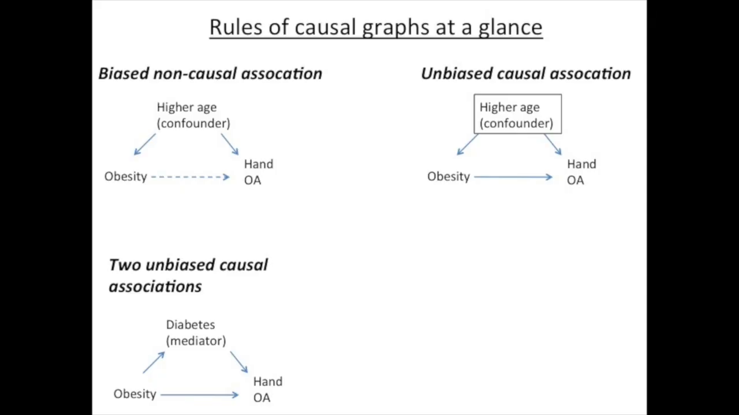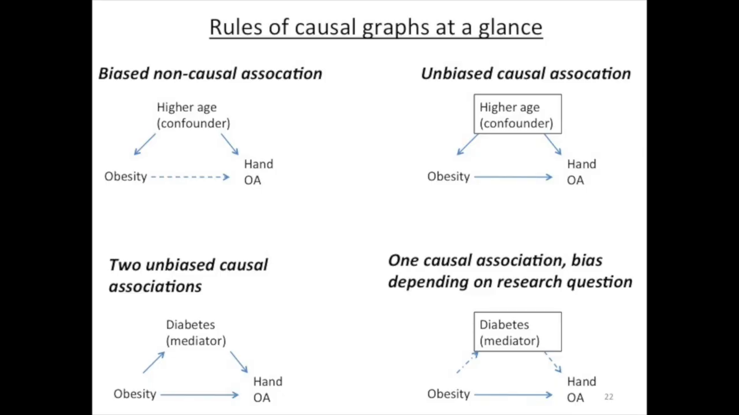Sometimes the variable lies along the causal pathway from obesity to hand OA, as here with diabetes. These are unbiased causal associations, and we know that if you are obese, you are likely to have more diabetes, which has been shown in some studies to be related to OA. Usually, you don't want to dilute such a potential causal pathway. Therefore, we can say you introduce bias if you adjust for a mediator along the causal pathway, although this will depend on your research question.